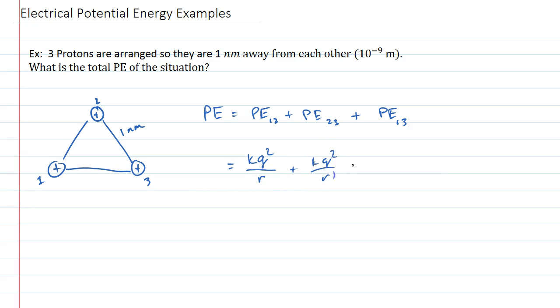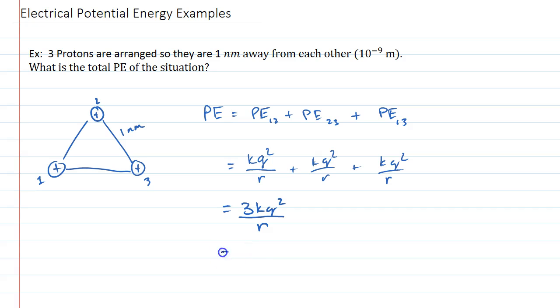But it's going to be the same for all three because they all have the same charge, and they all have the same arrangement. So we're going to have just 3 of these potential energy terms. And so really this is going to be 3kq squared all over the radius r.